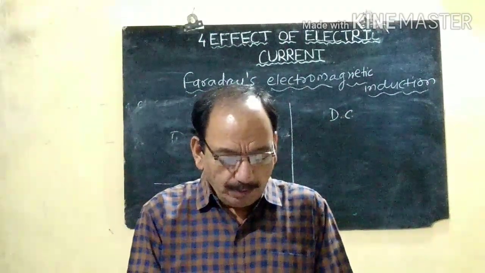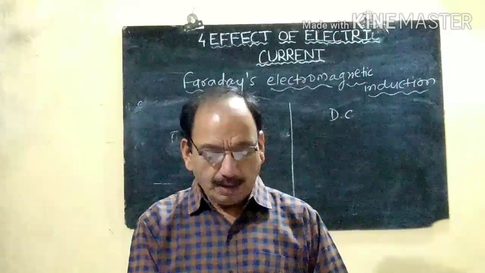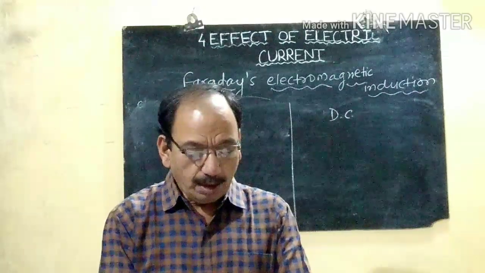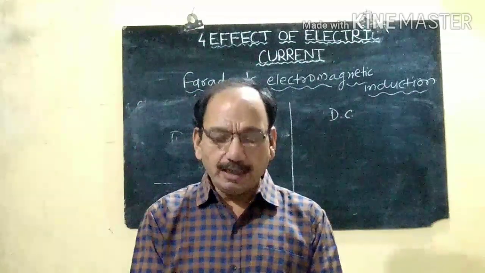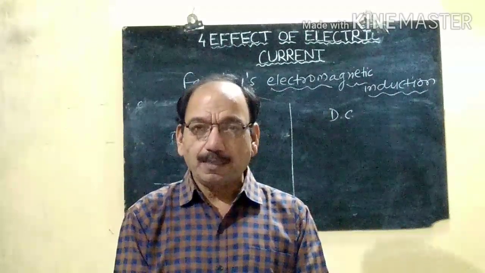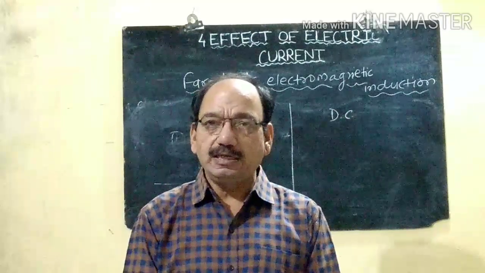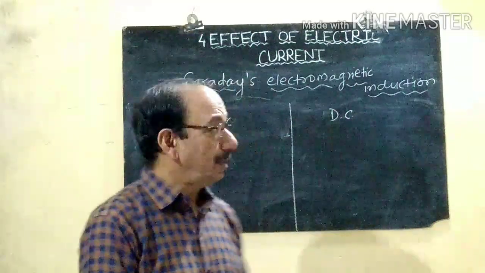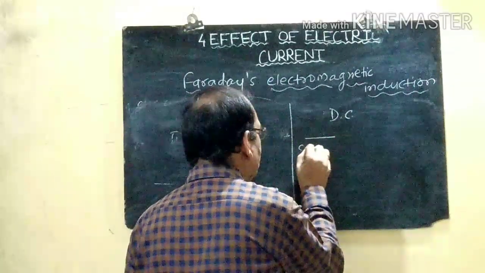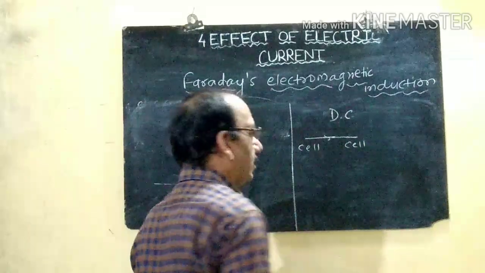Now we discuss direct current. How can we define direct current? The non-oscillatory current flowing in one direction in a circuit from cell to cell is called direct current. This is the definition of direct current. The current which is flowing in one direction from cell to cell is called direct current.